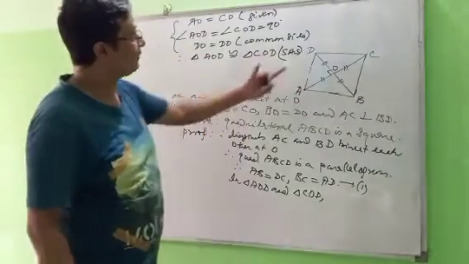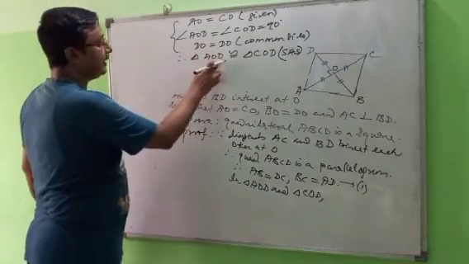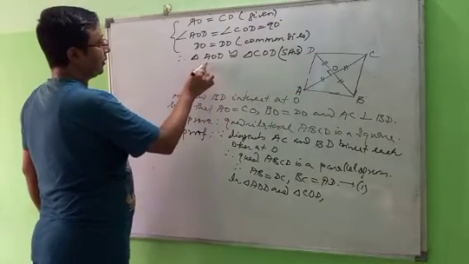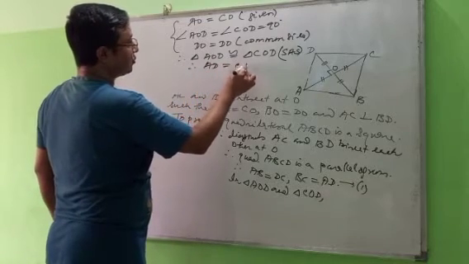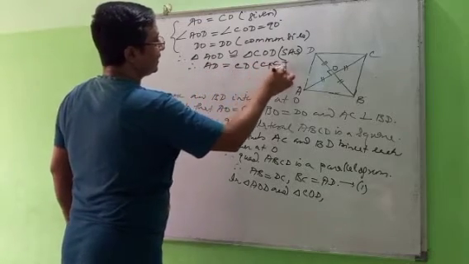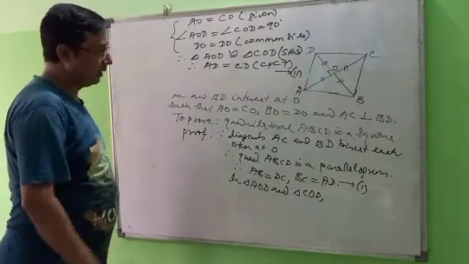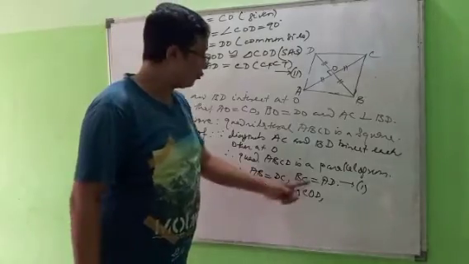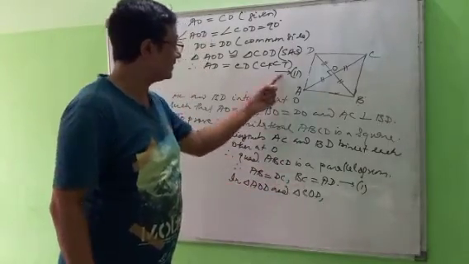That is why their adjacent sides are also equal. So you got AD equals CD. This is by CPCT. Let us take this as equation number 2. Now you compare 1 and 2. This one is equation number 1 and this is 2.